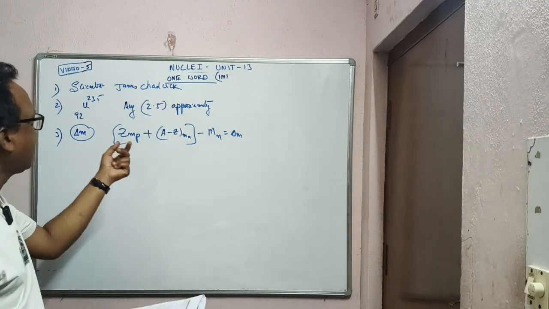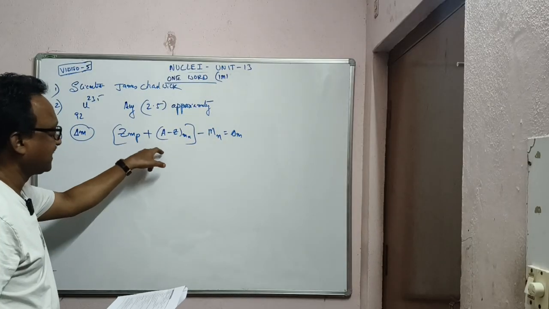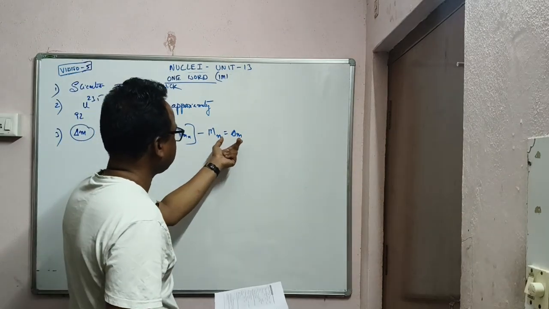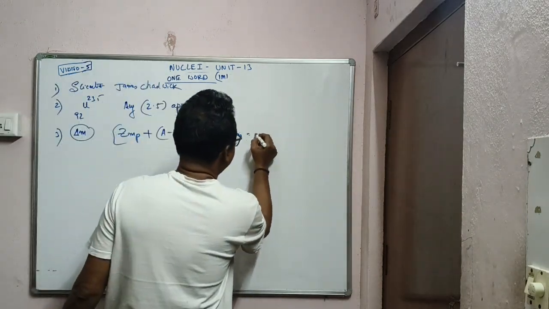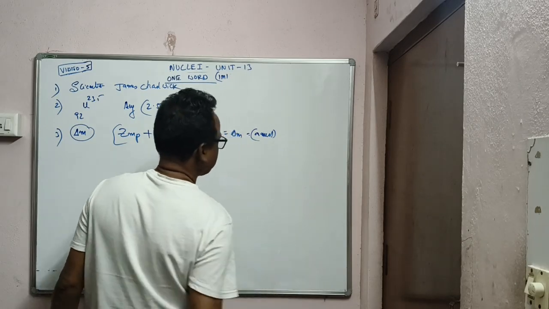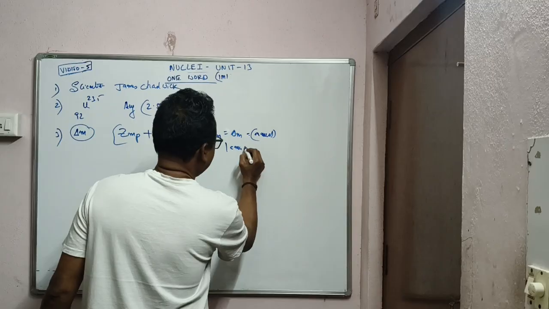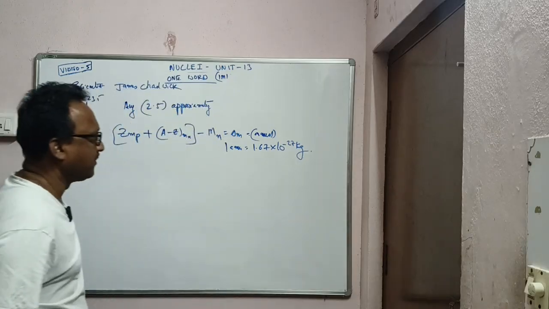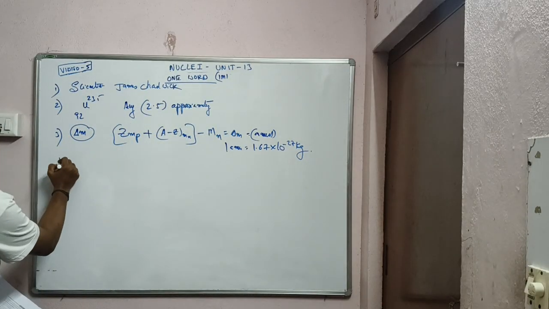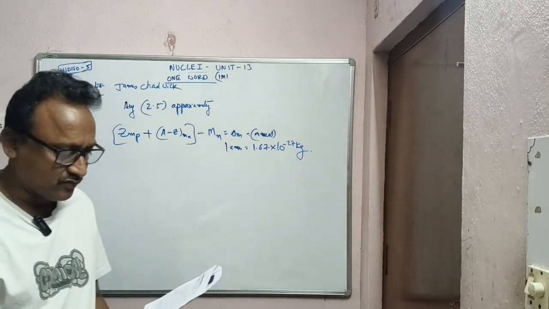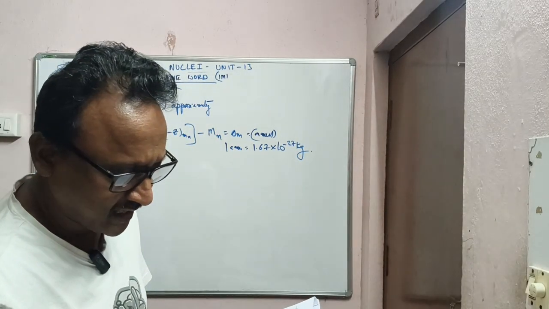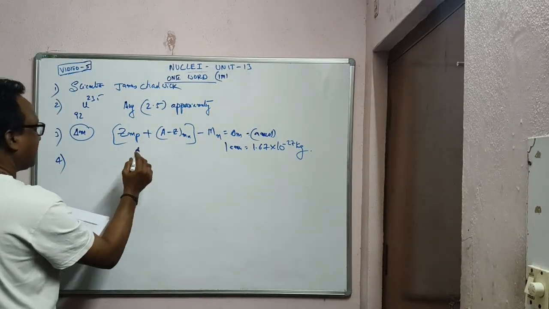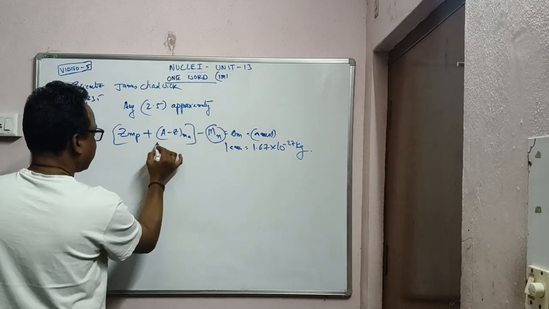Otherwise, it is the difference between the mass of the constituents present inside the nucleus, that is nucleons, protons and neutrons, minus the stable mass, that is equal to delta M, and it is measured in AMUs, atomic mass unit. 1 AMU is equal to 1.67 into 10 to the power minus 27 kgs, because atomic mass is measured in AMUs. Extra information. Next one, fourth one: why is the mass of the nucleus less than the sum of the nucleons?